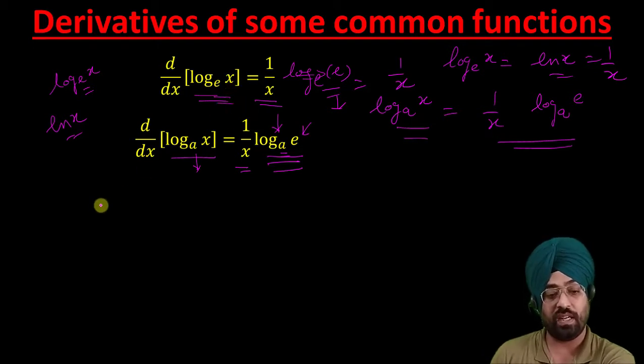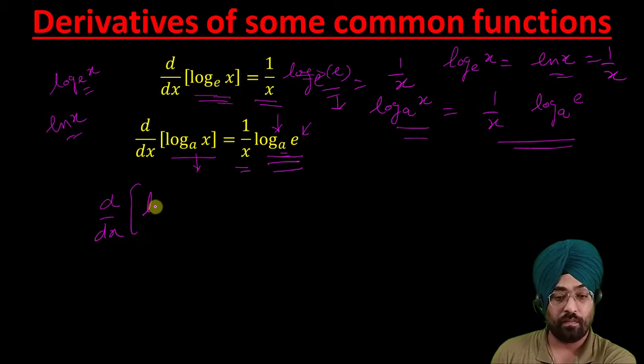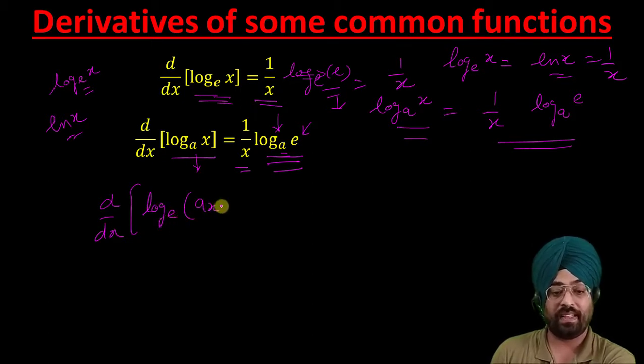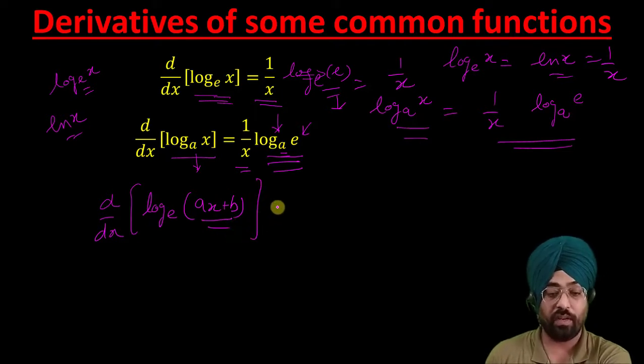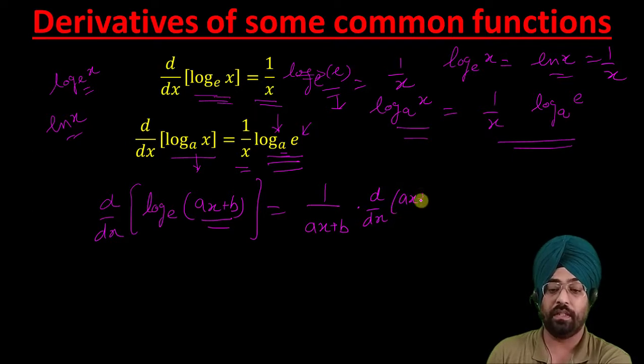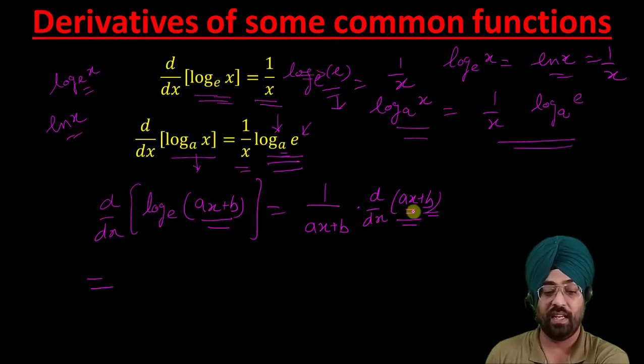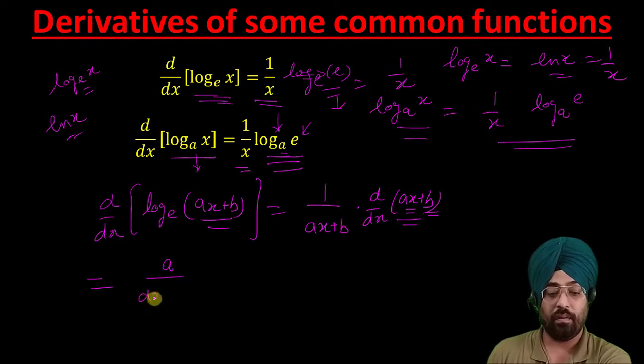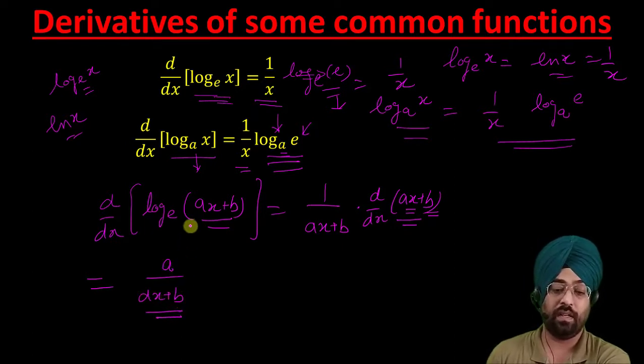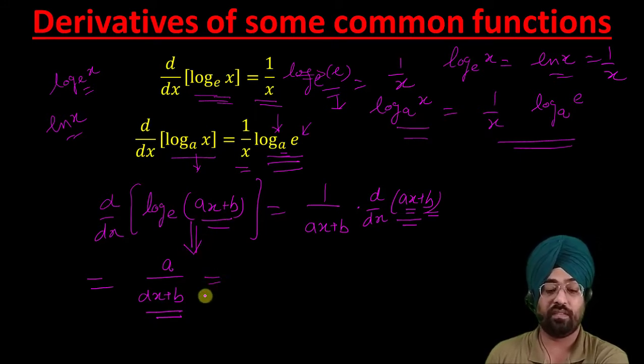Now suppose we have to find the derivative of log of ax plus b. Now instead of x we have a function of x, so the formula will be the same: 1 by ax plus b into the derivative of ax plus b. Just one step more. The derivative of b is 0, the derivative of ax is a, so it becomes a divided by ax plus b. So that is the answer. The derivative of log of ax plus b is a upon ax plus b.